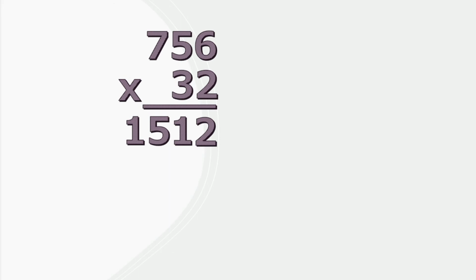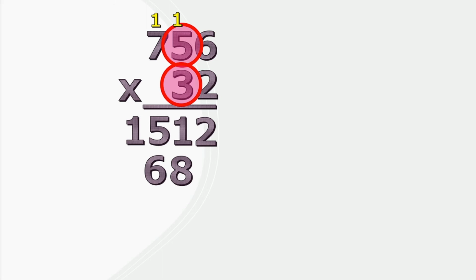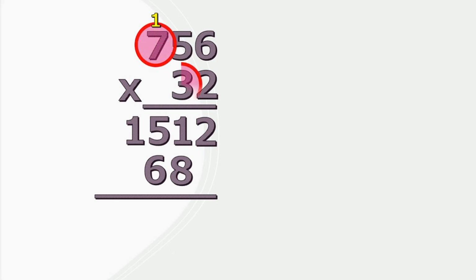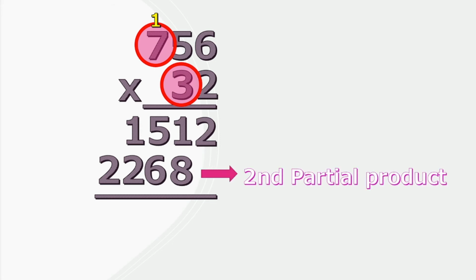Then you have to multiply 6 and 3. So 6 times 3 is 18. Carry 1. 5 times 3 is 15. Plus 1, 16. Carry 1. Next, multiply 7 and 3. 7 times 3 is 21. Plus 1, 22. So 2,268 is your second partial product.